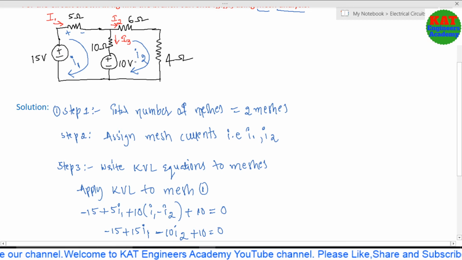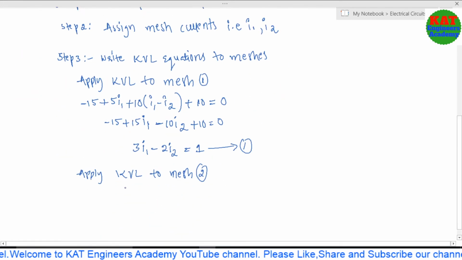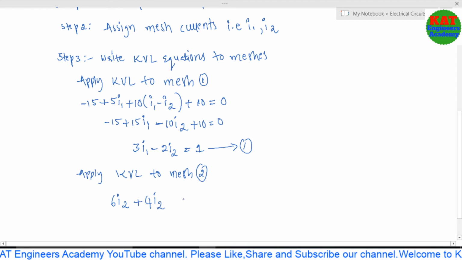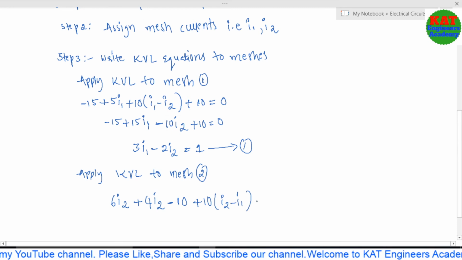So with respect to the second mesh, we get I2 minus I1. With respect to which loop is first, that current you have to consider first. Next elements are first 6 I2, next plus 4 I2. Next we are having 10 minus 2 plus 2, so we have to consider that as minus 10. Next plus 10 times I2 minus I1 equal to 0. This is the second loop equation.